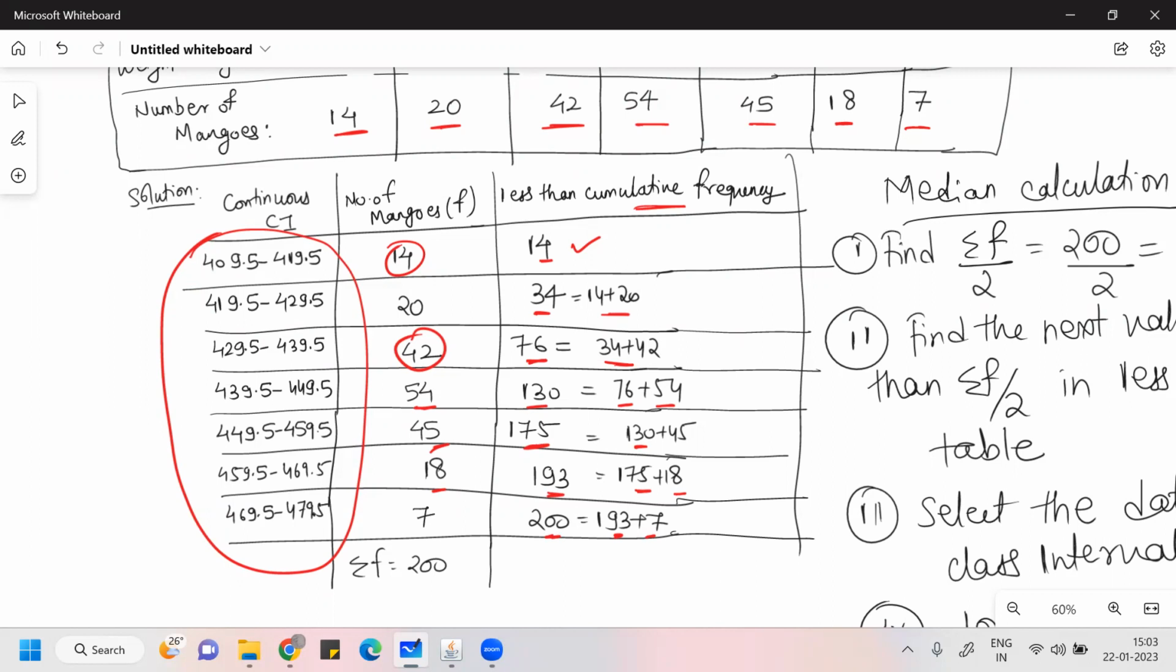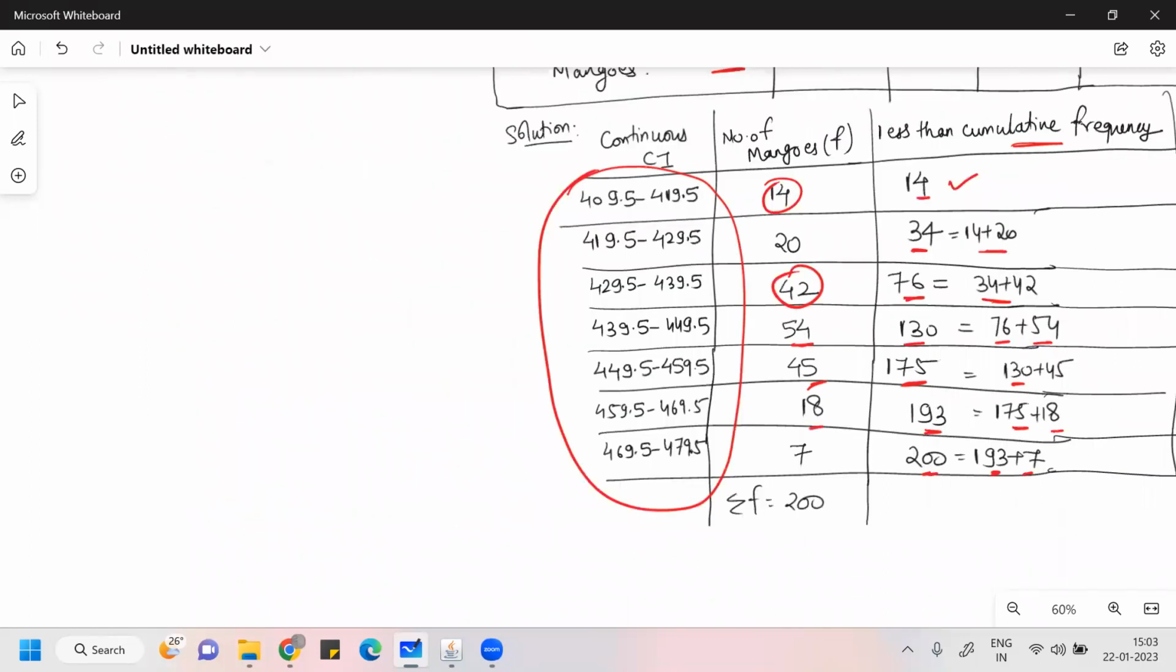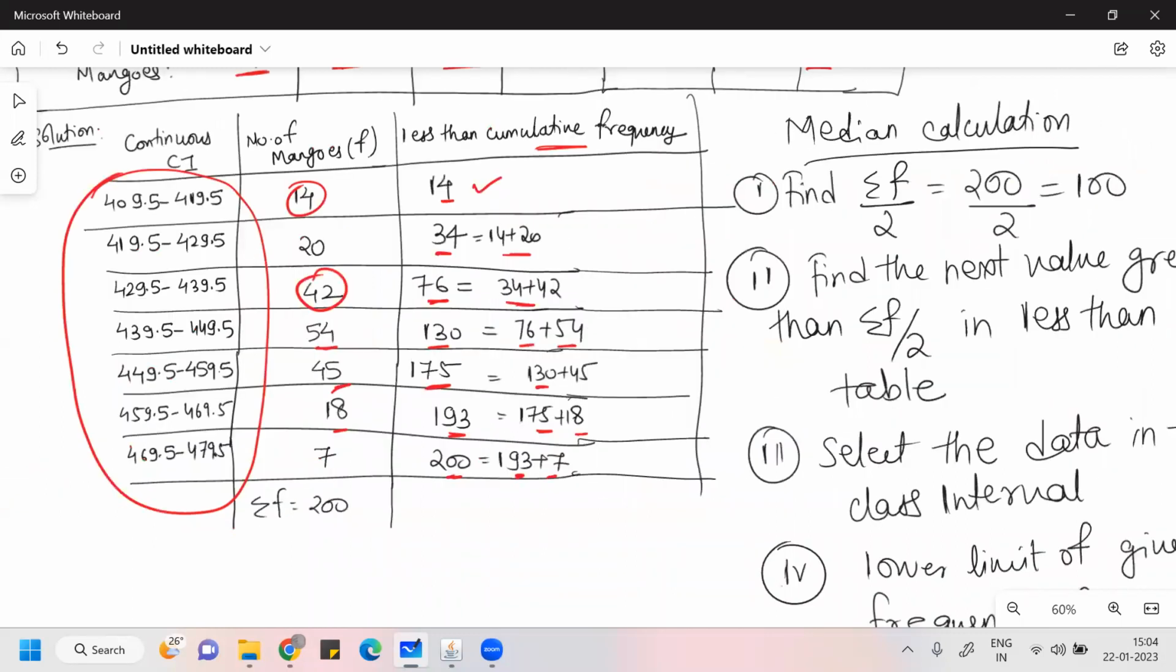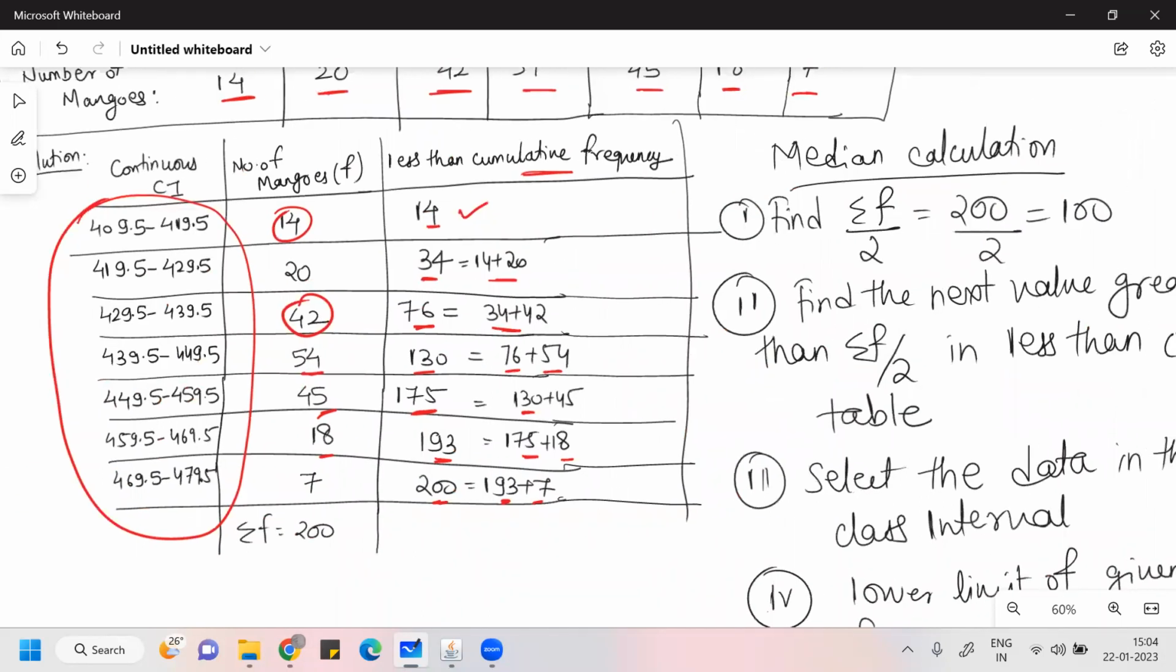If you plot the curve of this, it is called the less than ogive. Now the point where the less than and more than ogives meet will give us the median, if you want the median graphically. Fine. So once you get this, how will you find the median, guys?